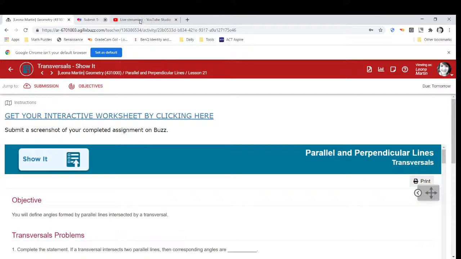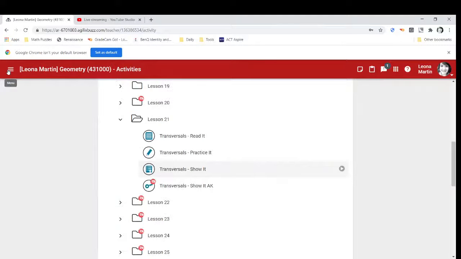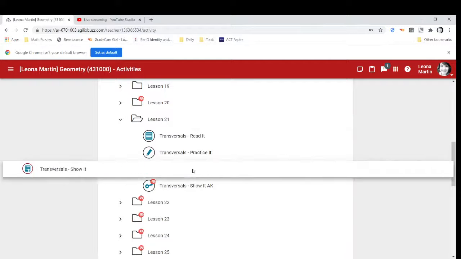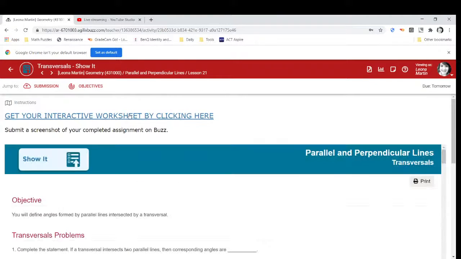Completely. Okay, so you are going to be doing today the Transversals Show It. It's in lesson 21 on Buzz. I think you should be able to click on your to-do list and go straight to it. If you click on it, you're going to get an interactive worksheet. Now, if at any point your interactive worksheet will not work, type your answers into the Buzz submission box, okay? It's been having some glitches the last 2 days.